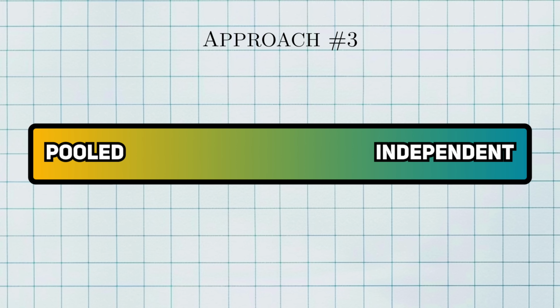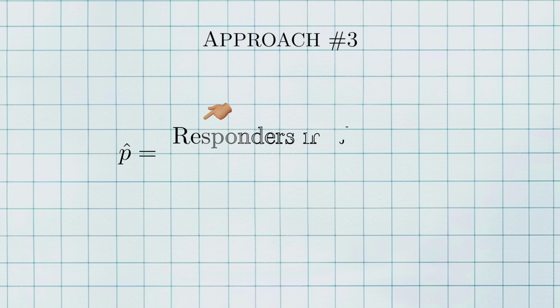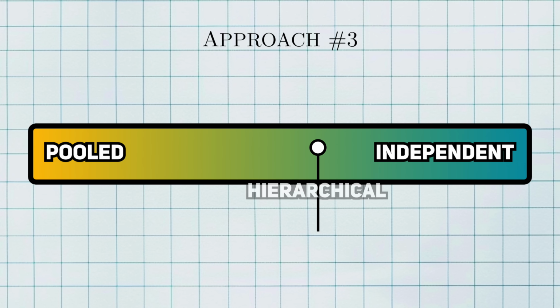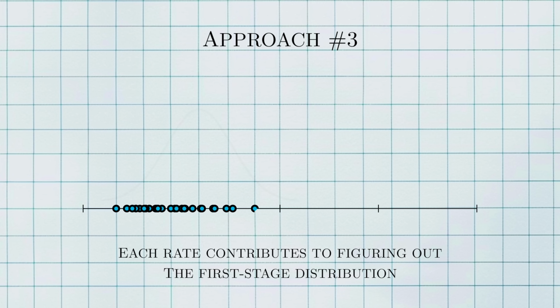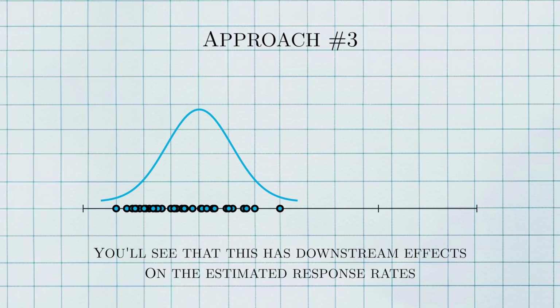Hierarchical models allow us to do what's called partial pooling. In the pooled approach, the pooling happened at the level of the data. Everyone is tossed into the same pool. In partial pooling, the information is shared through the estimated response rates. Each point on this line tells us about the variance in the first stage. And as you'll see later, this has downstream effects on the estimated response rates.